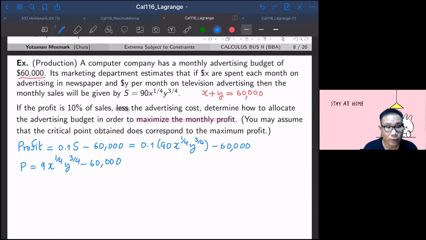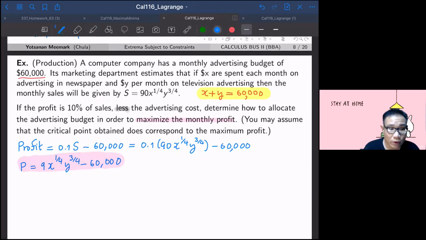So this one will be the profit function that you have, and you have the constraint. This one will be the pink function, and you have the constraint given by the yellow function.